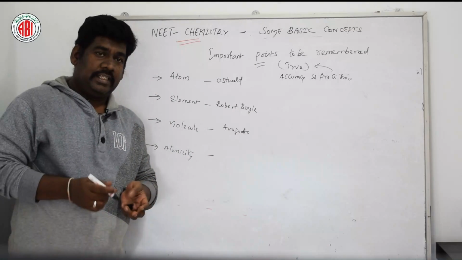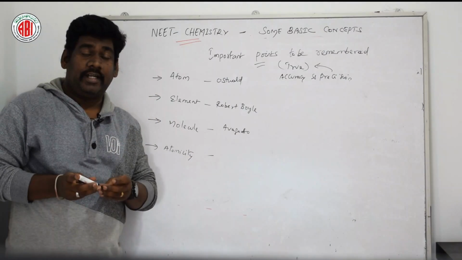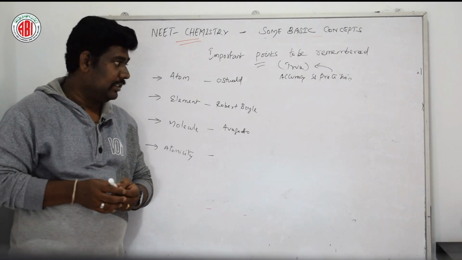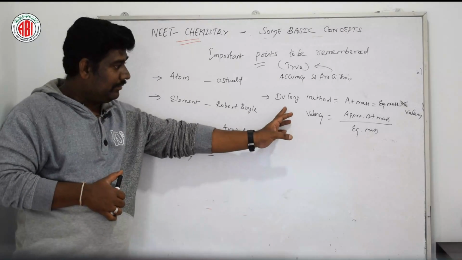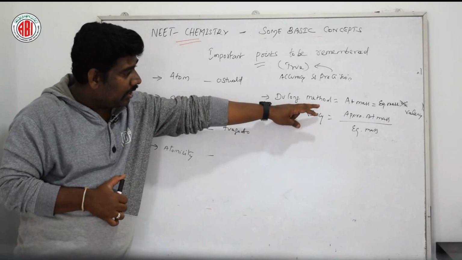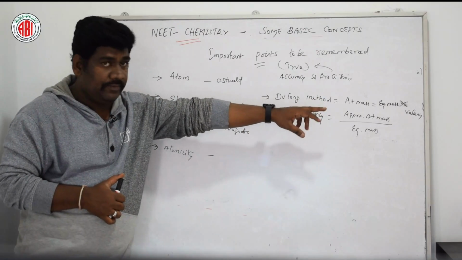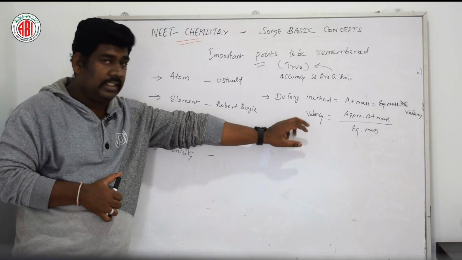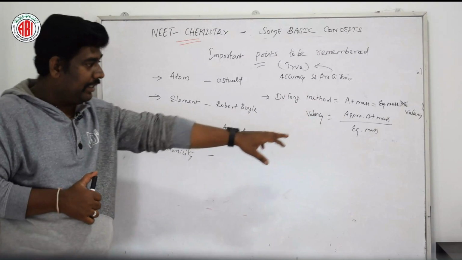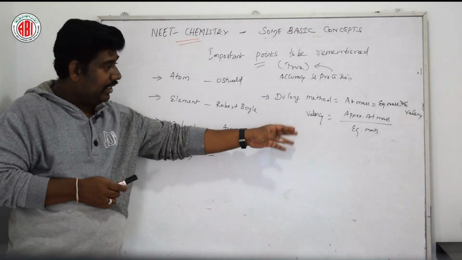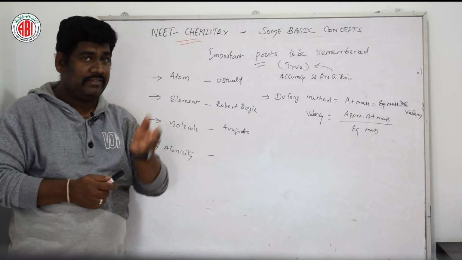Now we are going to discuss the different methods for determining atomic mass. The first one is the Dulong and Petit method. According to this, atomic mass is equal to equivalent mass into valency. Here the valency is approximate atomic mass divided by equivalent mass. That is the way we determine atomic mass by the Dulong and Petit method.